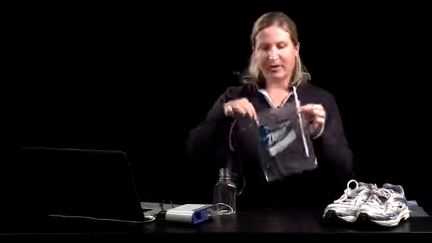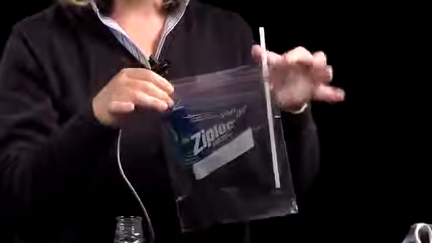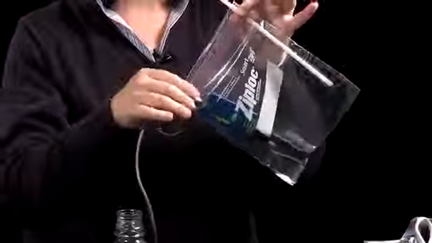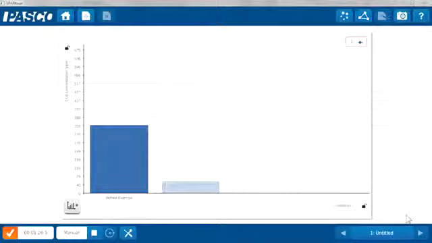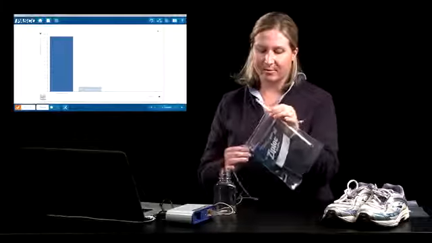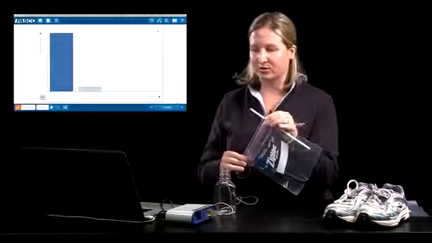So I have my carbon dioxide gas sensor and a straw, and the rest of the bag is sealed up around those items. And on the screen, I've set up a bar graph to collect a reading of the amount of carbon dioxide in my exhaled breath, and then I'm going to compare that to after exercise.